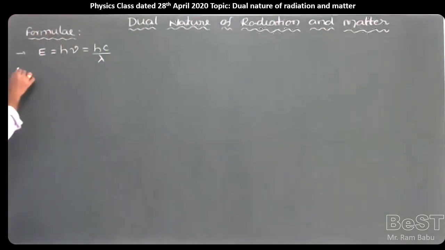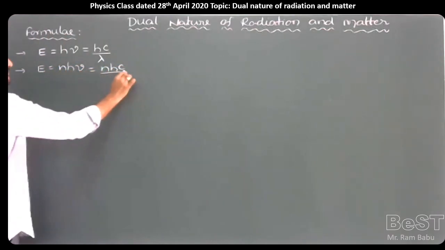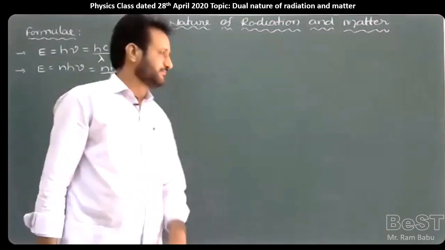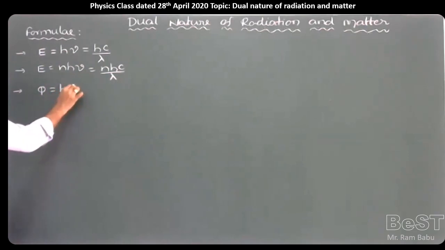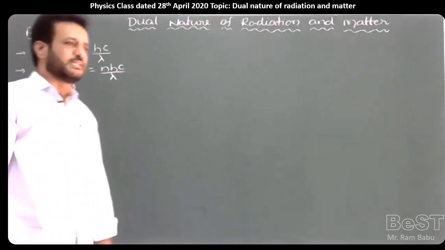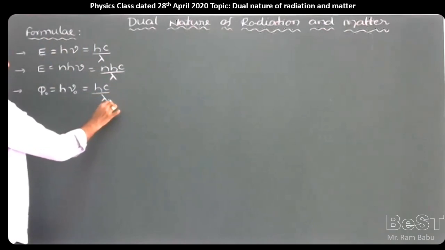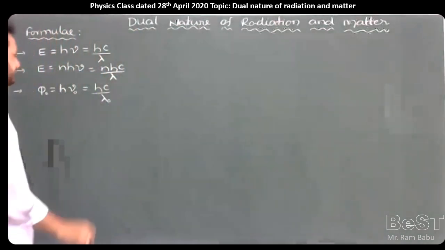If n photons are given, write the formula E is equal to n into h nu, that is equal to n into hc by lambda. Here n is the number of photons. And one more: the work function of the metal, phi is equal to h into nu naught. Here phi or phi naught is equal to h nu naught, that is equal to hc by lambda naught. Here nu naught is the threshold frequency, lambda naught is the threshold wavelength.